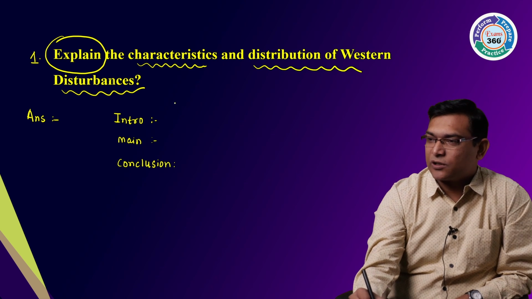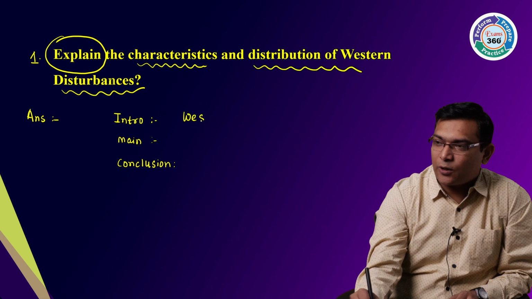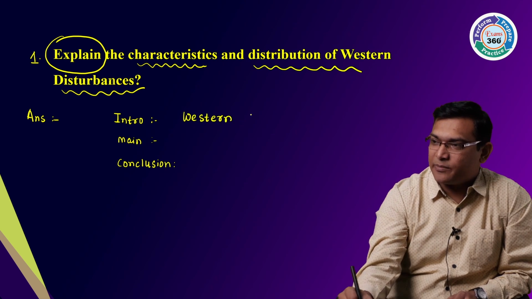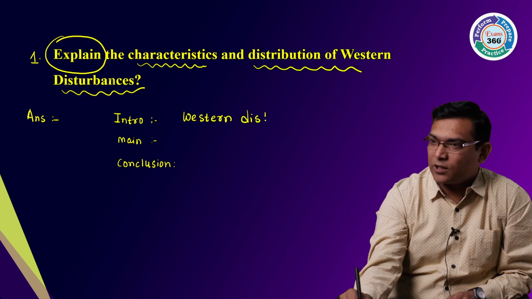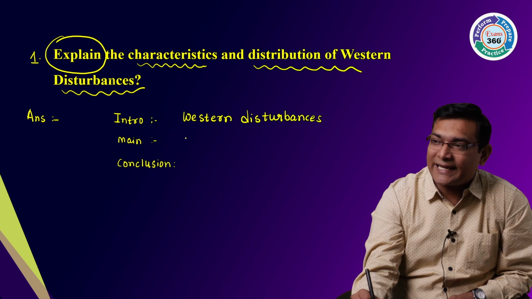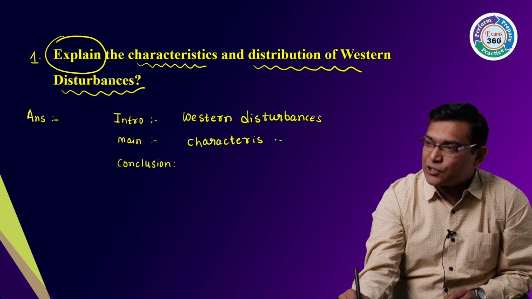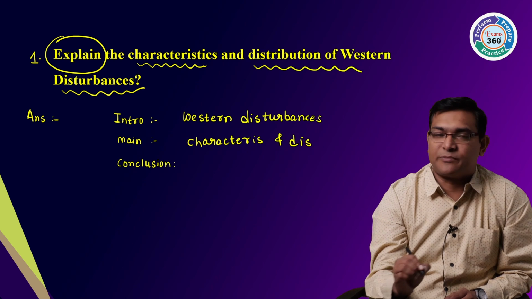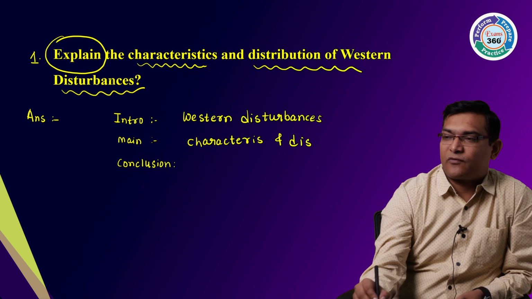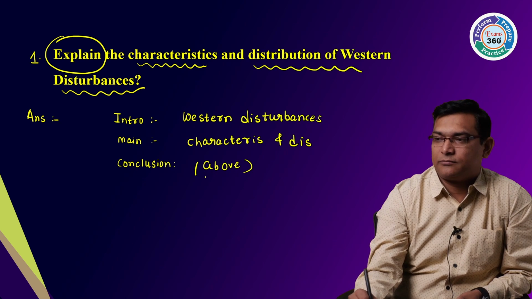Simple introduction, you should introduce with what are western disturbances. What are western disturbances? Then in the main body, what are the characteristics and distribution of western disturbances. Then from the above you can draw the conclusion here.